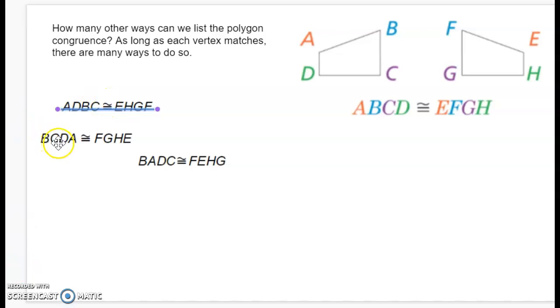Okay. So our next one, BCDA. Is it congruent to FGHE? Well, BCDA, B would go with F, checks out. C would go with G. D would go with H, and A would go with E. So this one's a good one. So is BADC and FEHG. There's a lot of ways that you could write these to be congruent to each other, but you have to make sure that they make sense. In other words, they got to go in order around the polygon, and the angles must match exactly.